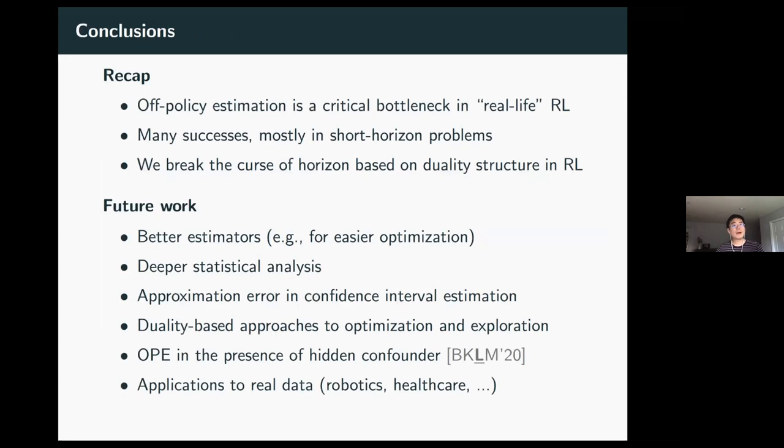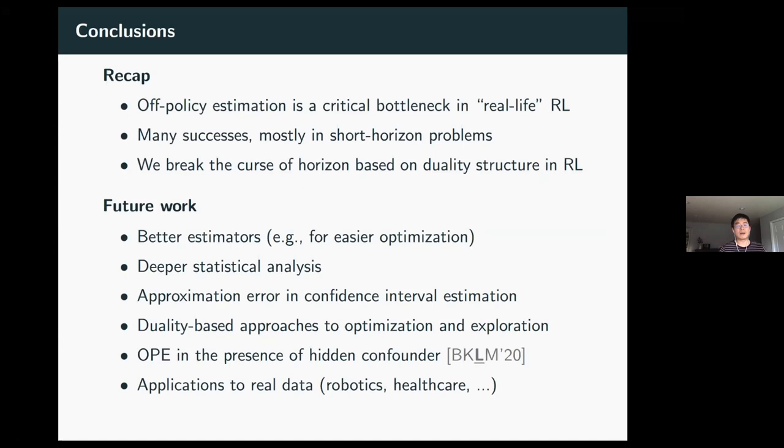So just to recap, in this talk, we talked about OPE, or off-policy evaluation. I hope I convinced you that this is a critical bottleneck to apply RL in real-life problems. And we have seen many successful examples in short-horizon problems. The extension of these methods to long-horizon problems has been challenging because of the curse of horizon. Now we develop a sequence of methods to break the curse of horizon. The black-box estimator is one example, and there are many others based on the recent family of DICE algorithms that people may have seen.